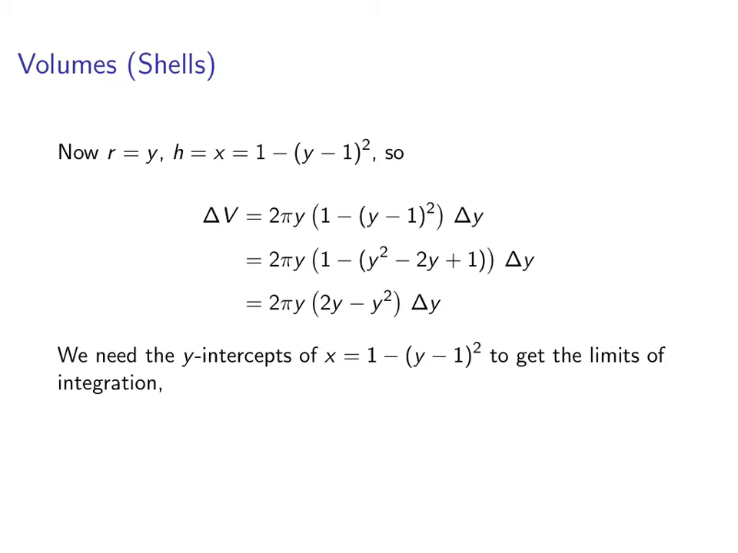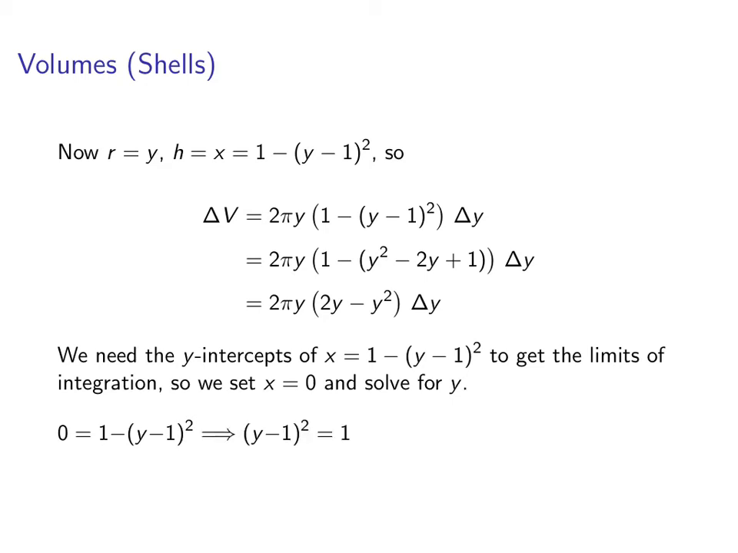We're going to need those y-intercepts to get our limits of integration. So we'll set x equal to 0 and solve for y. So we get 0 is equal to 1 minus the quantity y minus 1 squared. So that makes y minus 1 squared equal to 1. y minus 1 is equal to plus or minus 1. And that gives us our values of y, which are going to be 0 and 2.